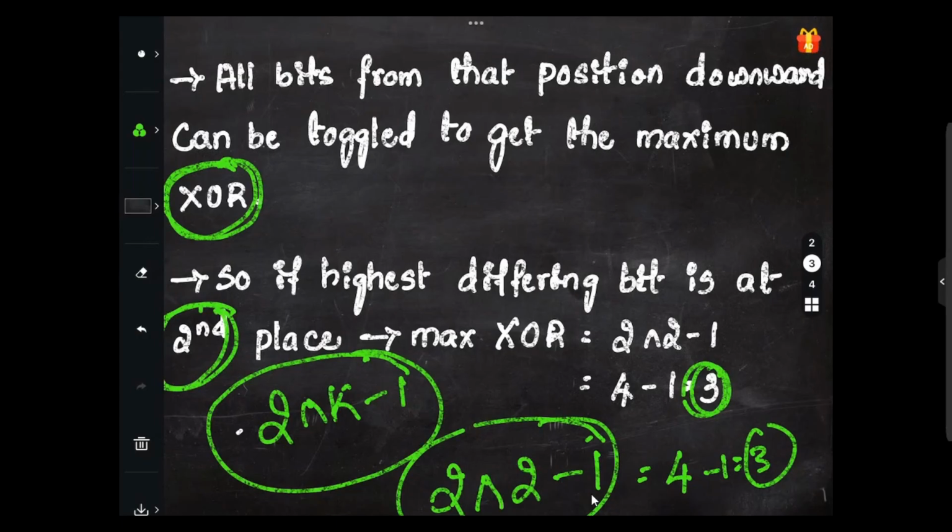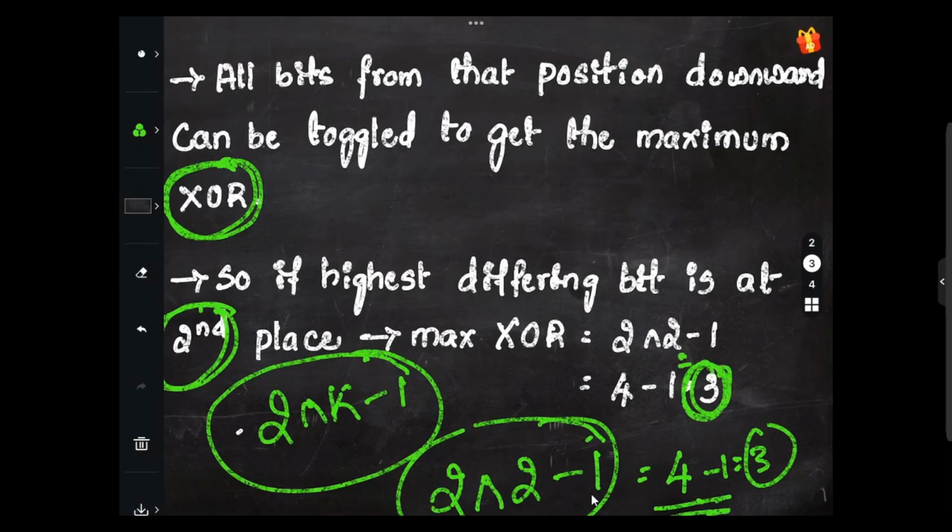So basically the answer is always of the form 2 to the power of k minus 1. Sorry, 2 XOR k minus 1, where k is nothing but the position of the highest differing bit between L and R. So we have 1 and 2, and we have considered k as 2 as the highest differing bit. That is the reason we went with 2 XOR 2 minus 1 here. 4 minus 1, we have got 3. So the output that we got here is 3.